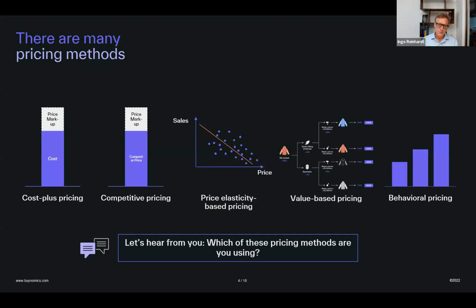And then there's behavioral pricing, which goes more into the actual decision making. If you show an offer to your customers, how will they then decide between the different offers?